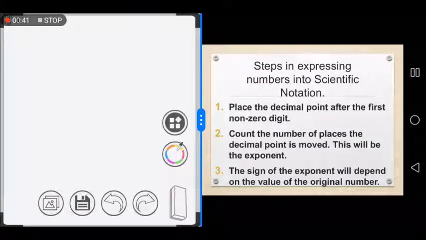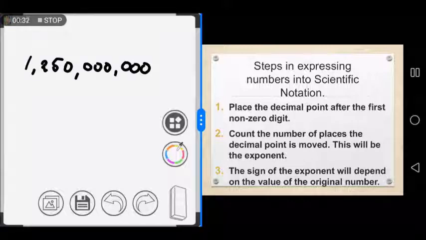Okay, so here are the following steps in expressing numbers into scientific notation. So magbigay muna tayo ng number, no? Kaya naman na-invento ang scientific notation para yung mga malalaking number, yung sobrang lalaking number, halimbawa ay 1,250,000,000. Kung ano mang unit siya. Kung siya ay pesos, ede pesos, no? So, kung ito na may measurements, ede kilometers or meters, etc., no?